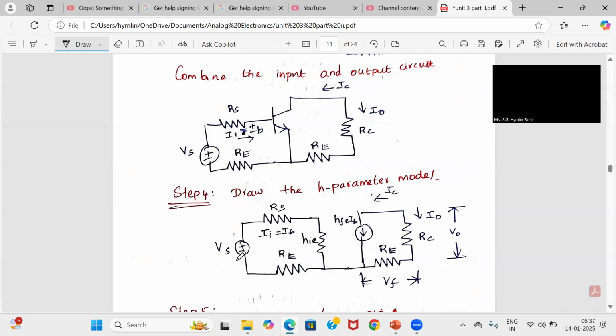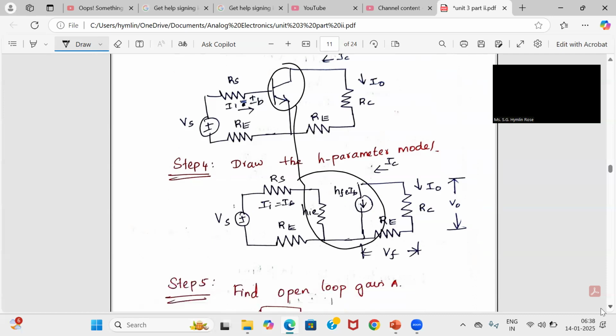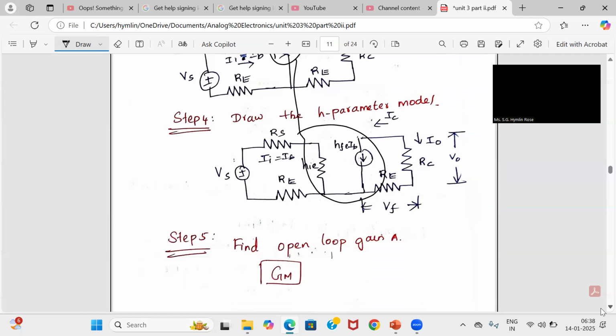So you have a supply voltage and you have the input RS, RE. In the transistor alone, you are going to replace it by your HIE and HFE IB, and the remaining all will be the same on your output side. Okay. So this is your H parameter model.